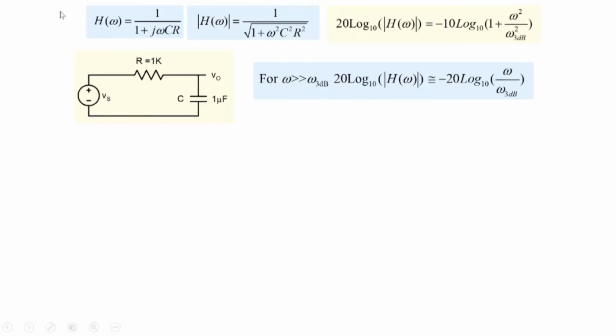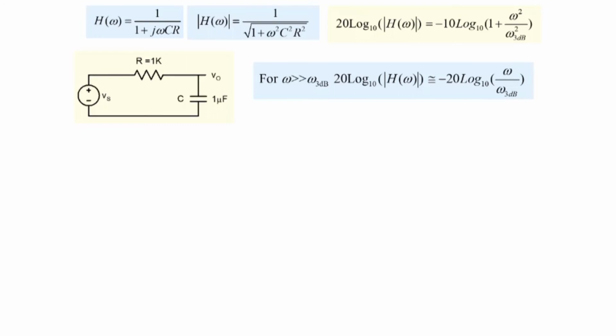What is the 3 dB frequency of the system? Well, in this case, omega 3 dB is 1 over CR, or F3 dB is 1 over 2 pi CR. The other thing is, we've seen that the signal starts to get rapidly attenuated for omega much greater than omega 3 dB. So if we take this transfer function, for omega much larger than omega 3 dB, we can neglect the factor 1, and it becomes simply omega squared by omega 3 dB squared, and we can take the 2 out, and it becomes minus 20 log 10 omega by omega 3 dB.